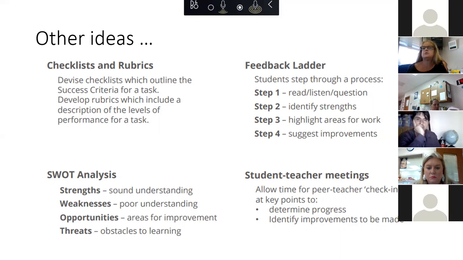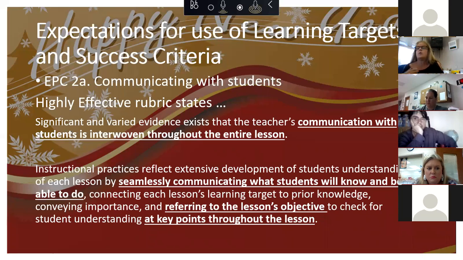It's just steps for them giving feedback on whether they understand something. So they're reading and listening to the question, then they're identifying their own strengths, they're highlighting the areas that they need to work on, and they're suggesting their own improvements. And then don't forget the power of the one-on-one meetings and the small group meetings to determine those areas of improvement. Okay, so what are our expectations of you?